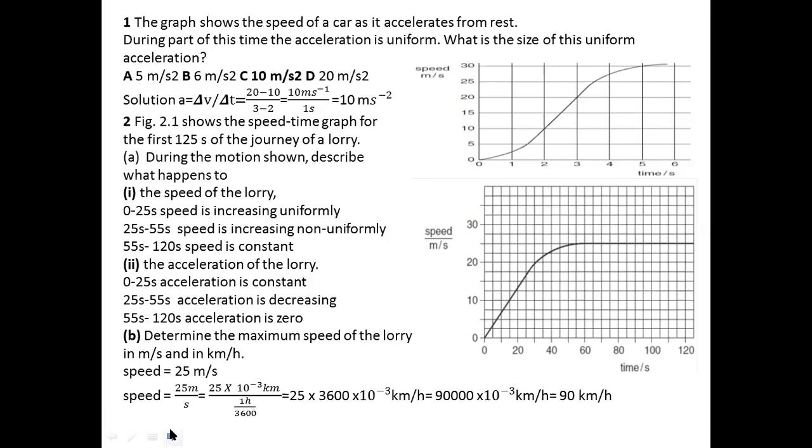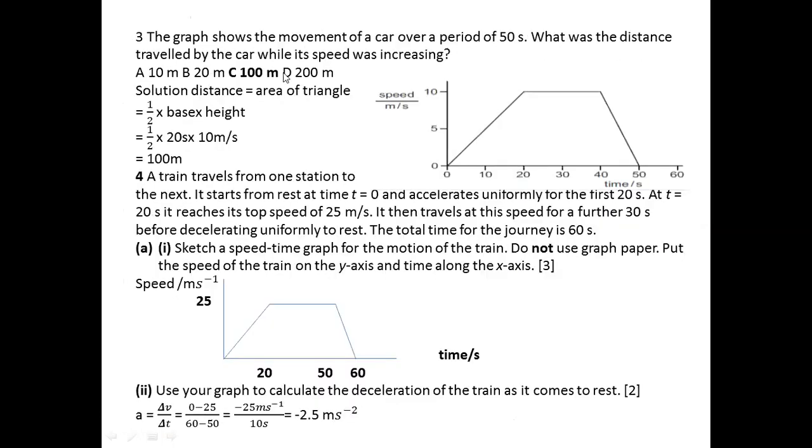Okay, the next question is, the graph shows the movement of the car over a period of 50 seconds. What is the distance traveled by the car while its speed was increasing? This is a speed time graph. How to calculate the distance traveled from speed time graph? We have to calculate the area under the graph.